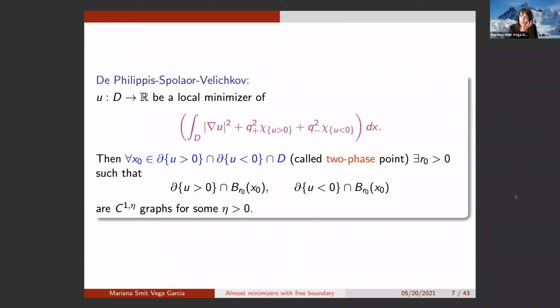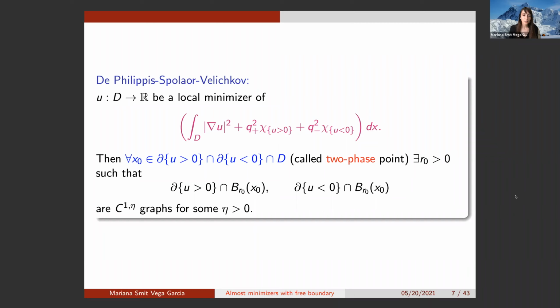Let me mention a more recent work that has come up from De Philippis, Spolaor, and Velichkov, in which they consider this energy here. So they have the set where u is positive, the set where u is negative, and they have been very interested in understanding these two-phase points. So a point on the free boundary is going to be called two-phase if it is both in the free boundary of the positivity part and the negativity part. So it really lives at the interface of both phases.